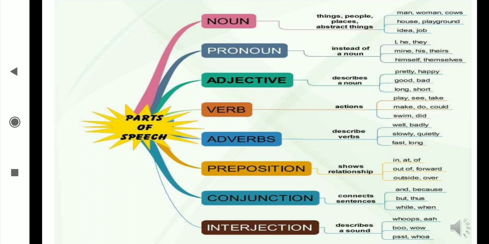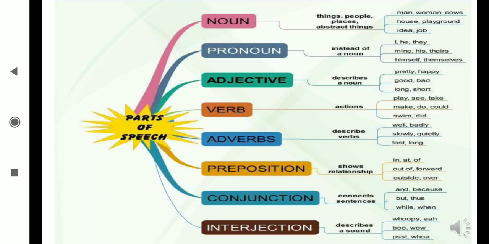Preposition shows relationship: in, at, of, out of, forward, outside, over. Conjunction connects sentences: and, because, but, thus, while, when. Interjection describes a sound: oops, ah, boo, wow, pass, ooh. Now, students, I hope you understood all the parts of speech and their functions with examples.